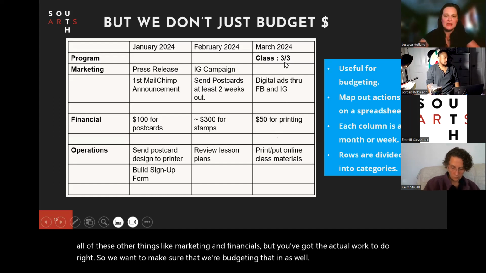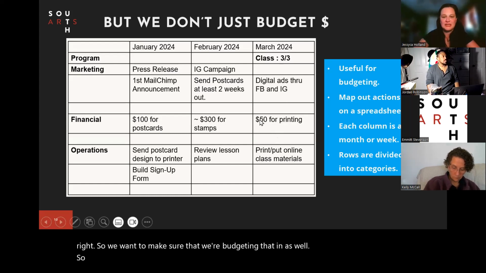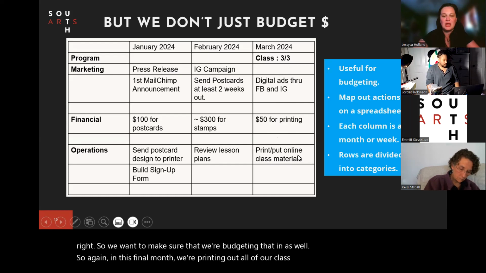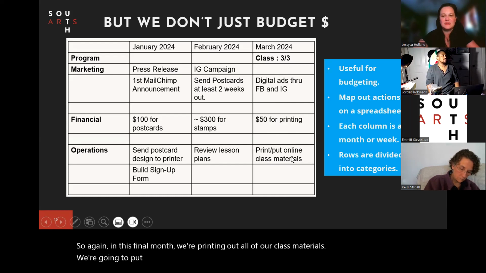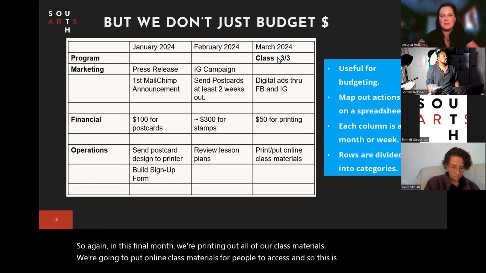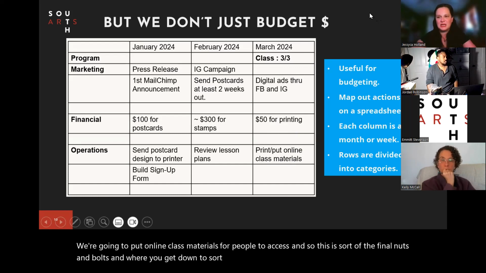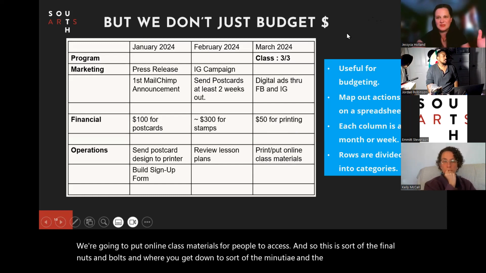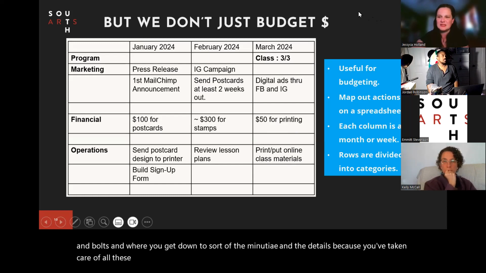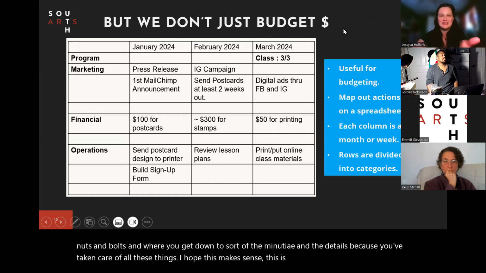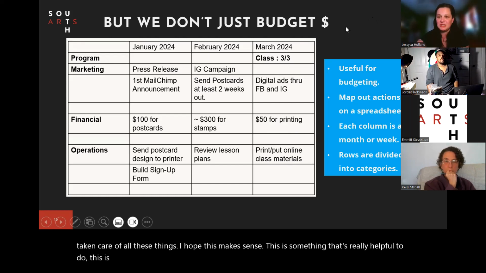So again, in this final month, we're printing out all of our class materials. We're going to put class materials online for people to access. And so this is the final nuts and bolts, where you get down to the minutia and the details, because you've taken care of all these other things. I hope this makes sense. This is something that's really helpful to do. This is taken from a spreadsheet.